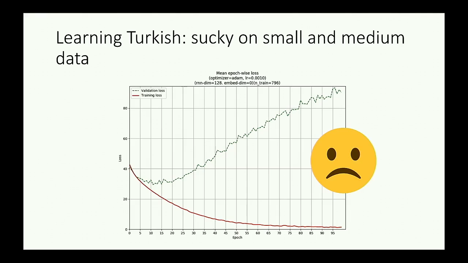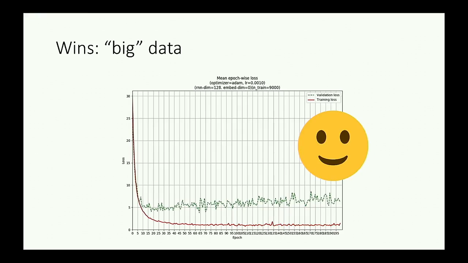In this particular graph is the medium data set, medium sized. This 796 here is because I had to split out my own validation split with 128 RNNs, but they all looked like that. Boo. But with the 10,000 item data set, it learned. And it looked like that, which is cool.